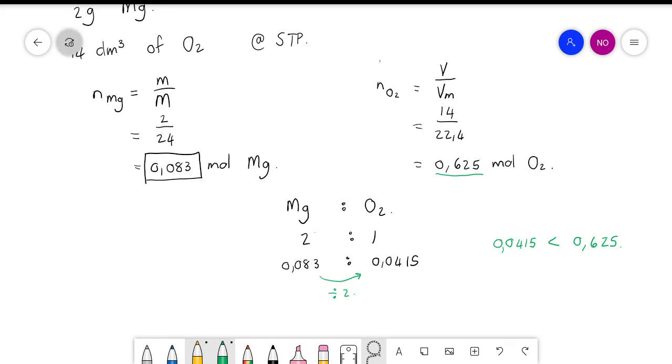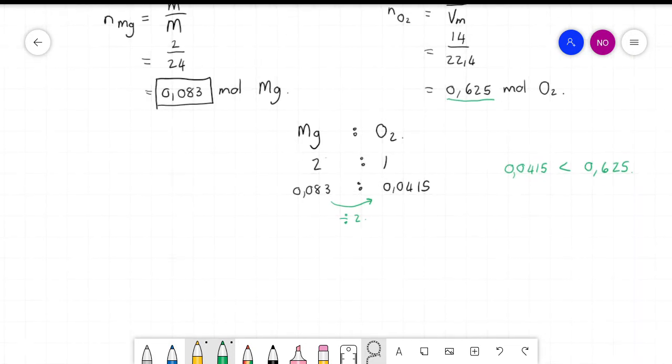Are you guys following my logic here? For the 0,083 mole of magnesium to react completely, I only need 0,0415 mole of oxygen. I have much more than that, more than tenfold more than that. So in other words, the oxygen is in abundance and the magnesium will be limiting.